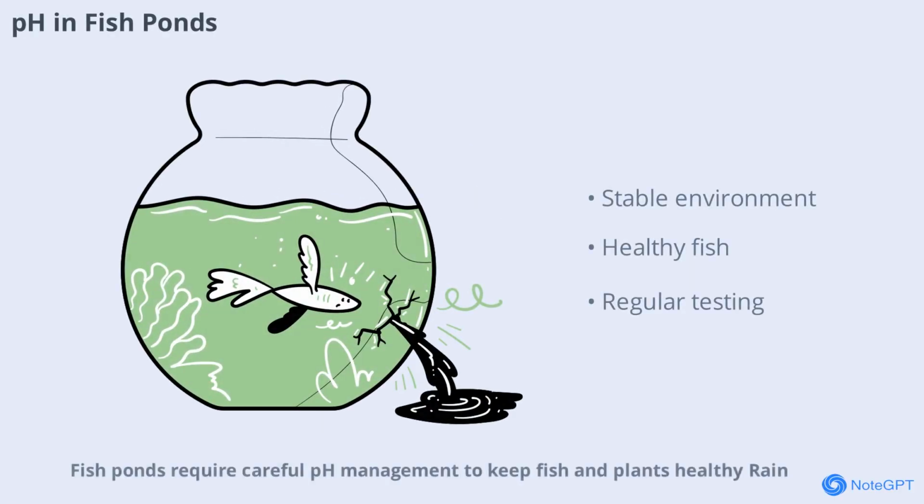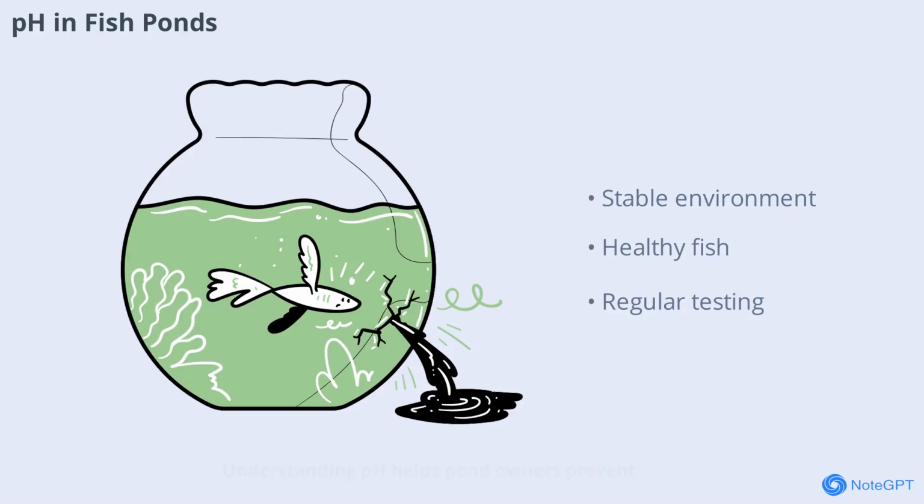Fish ponds require careful pH management to keep fish and plants healthy. Rain, runoff, and waste can change pond pH. Regular testing and adjustments help maintain a stable environment. Understanding pH helps pond owners prevent problems and support thriving aquatic life.